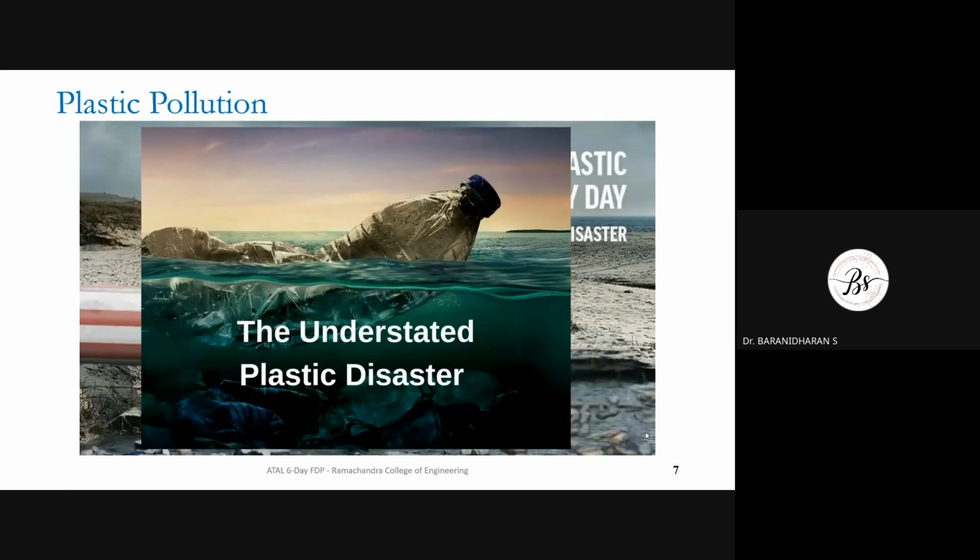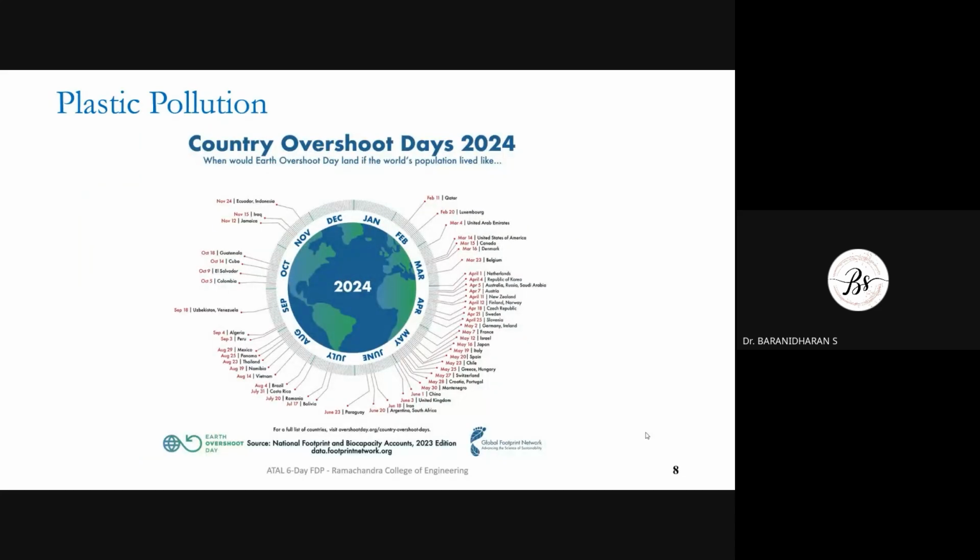With respect to plastic, it's still a disaster because no proper management has been done, and these plastics released into the environment get modified and keep changing from one form to another. With respect to plastic pollution, we might have come across this term called country-wise overshoot days. As we are coming close to 2024, this is one such chart which states the date for each country: Feb 11 for Qatar, April 1 for Netherlands, September 4 for Algeria, June 20 for Argentina. So those are the dates.